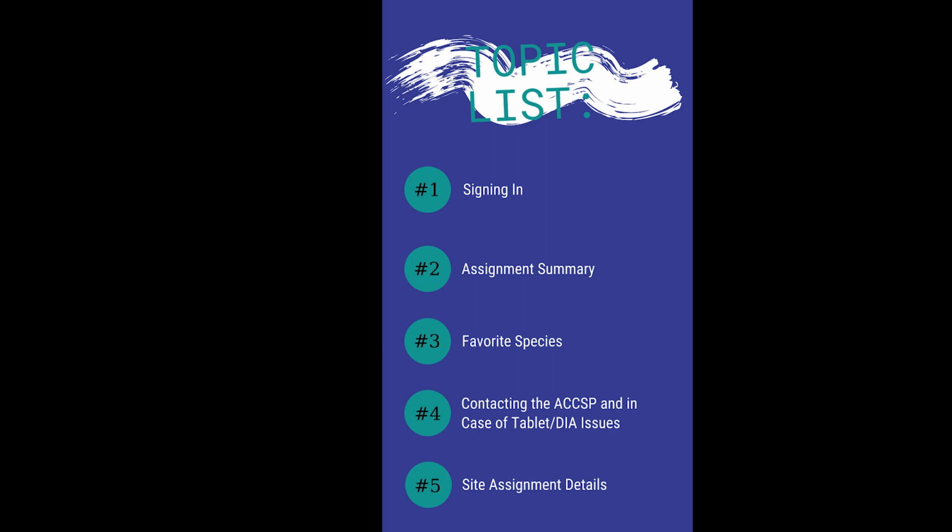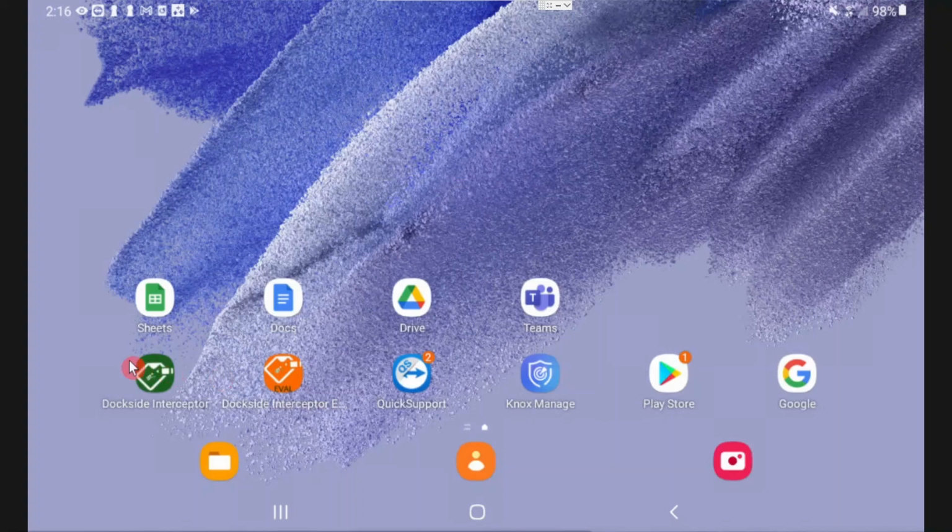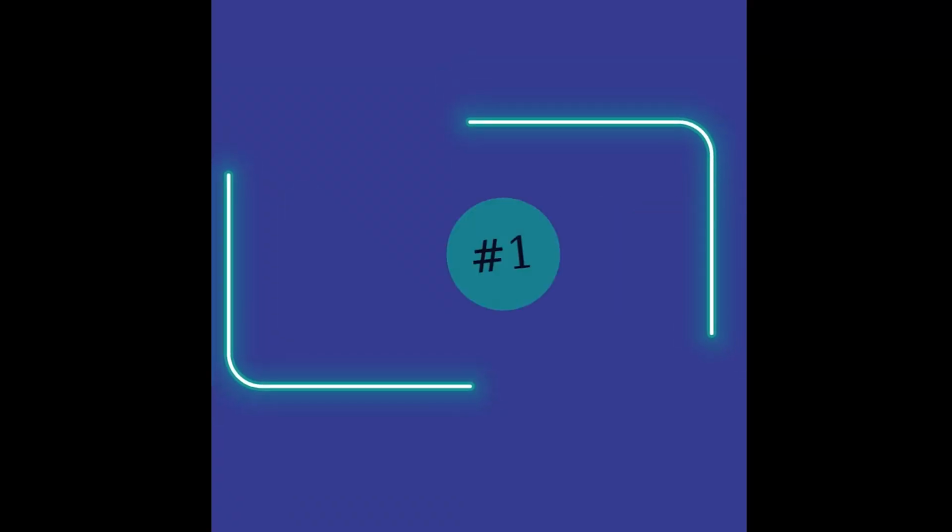For your awareness, you are able to skip to whichever topic of your choosing by selecting the associated timestamp for that topic. The tablet has both forms of the Dockside Interceptor application, or DIA, including the production version in green and the evaluation version in orange. Both versions will use the same username but different passwords to log in.